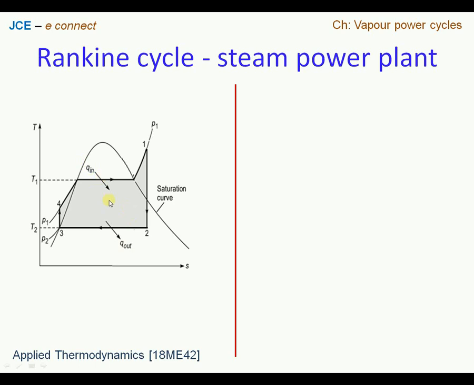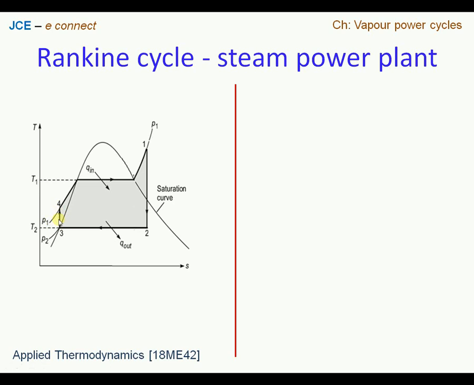So we have 2 heat quantities here. One is heat is supplied from 4 to 1, the other one is heat is rejected from 2 to 3. Similarly, we have two work quantities here. One work quantity is from 1 to 2 where we have turbine work. The other work quantity is 3 to 4 where we have work input to the pump.